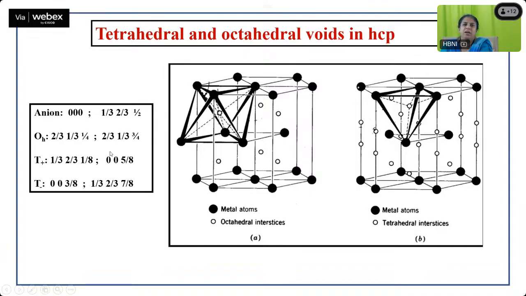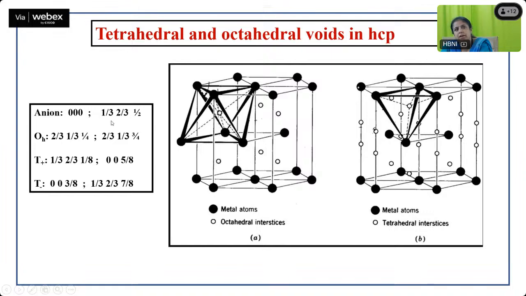Now, what are the coordinates? I'll try to explain it to you. Maybe after the lecture you'll have to spend 5 minutes on these coordinates again. So the lattice point is 1/3, 2/3, 1/2. But the octahedral hole is slightly shifted, because this is your octahedral hole.